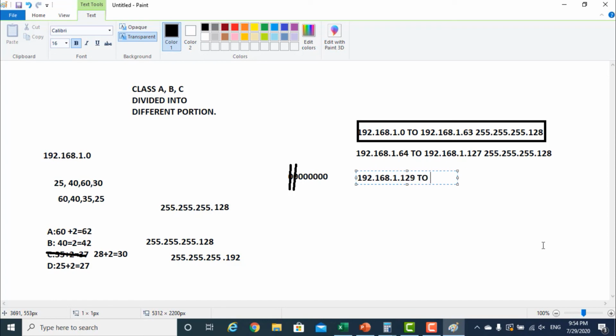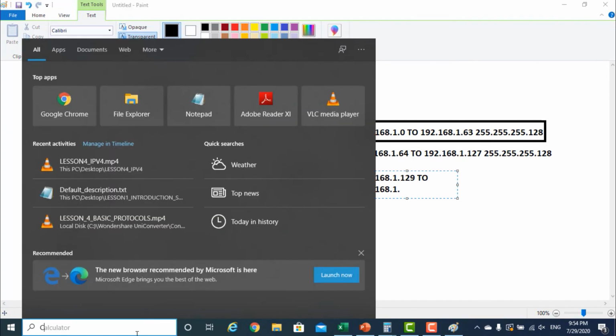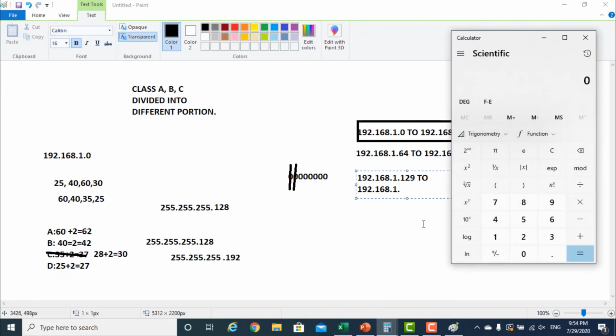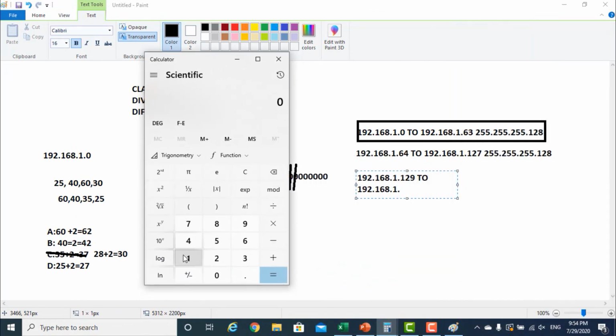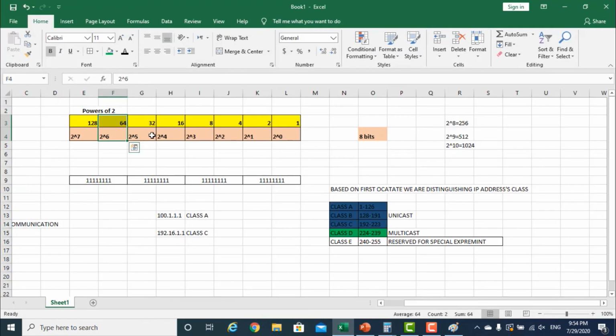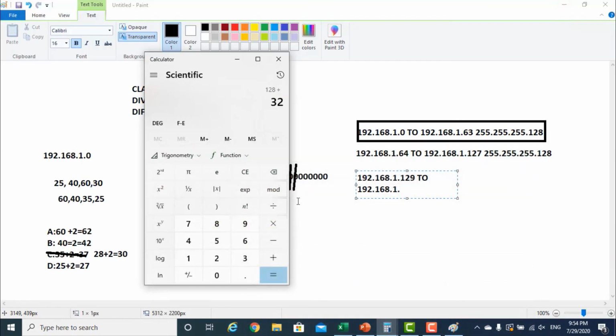Now tell how much? Tell 192.168.1.129 plus 32. Let's see the calculator. So to be calculated, we fix 128 plus 32, because now we came till the range of 32. So we will add only this much. 128 plus 32 is going to be 160.